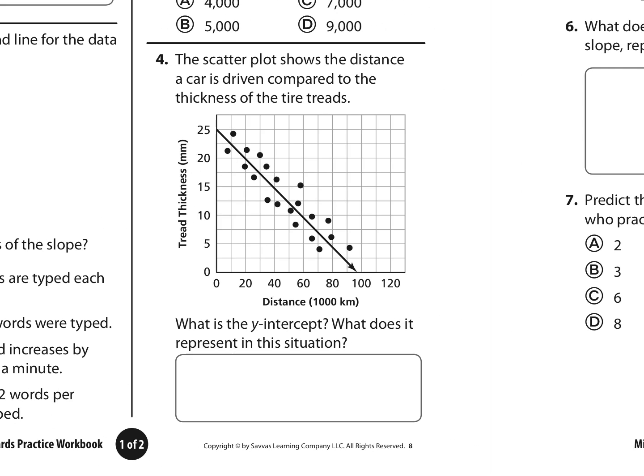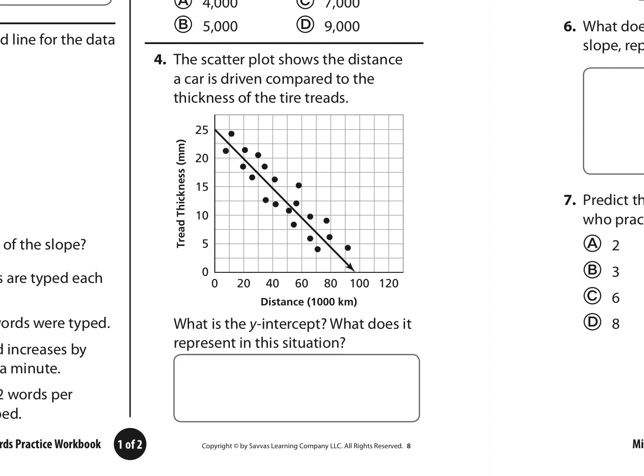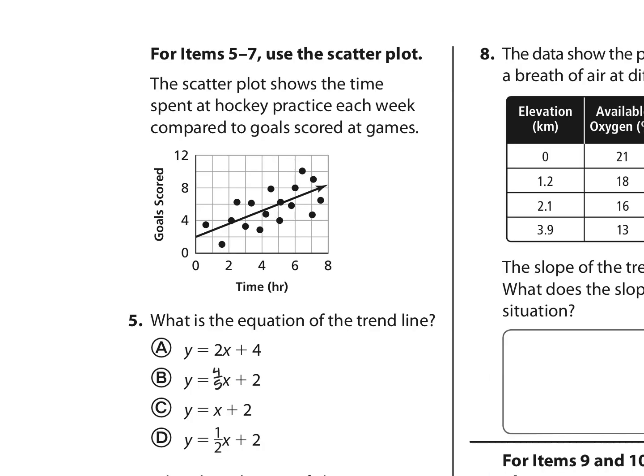Number 4 says the scatter plot shows the distance a car is driven compared to the thickness of the tire treads. What is the y-intercept, and what does it represent in this situation? Well, it's where it crosses the y-axis at 25, so b is 25. And in terms of tire treads, it's the thickness of treads, and it's where it has driven 0 kilometers, so on new tires.